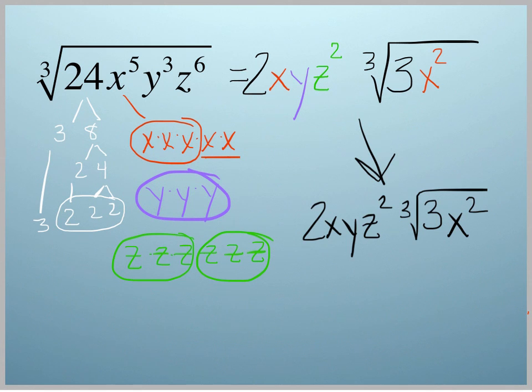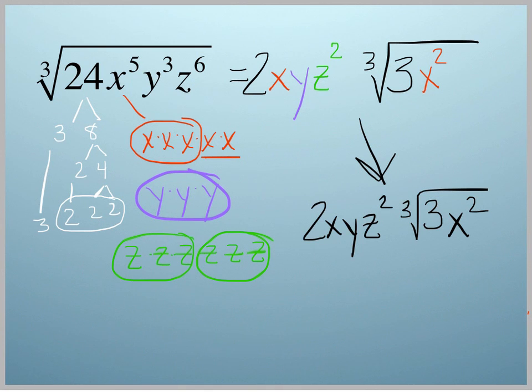Now let's take a look at something. Instead of going through this entire process right here for our variables, there's going to be a shortcut. Notice you're going to take your exponent and divide it by your index. So in this case, 3 went into 5 one time. So that's why I brought 1 x out. It had a remainder of 2, so that's why x squared is left underneath the radical.